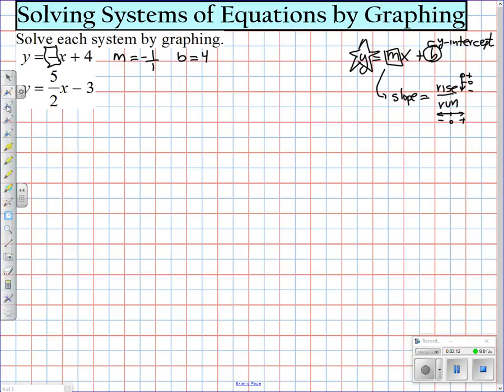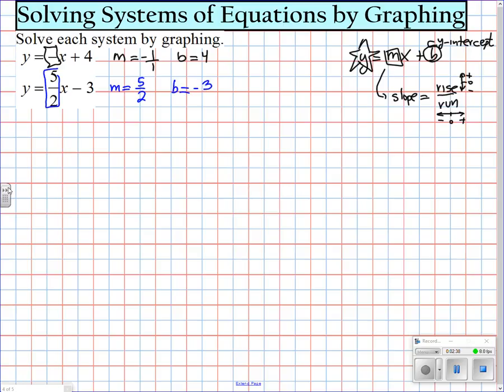Second equation, the y is all by itself, so this will be my m. My m would be 5/2. The rise is 5 and my run is +2. The b-value, that is the y-intercept, is -3. So I'm going to use this information to do the graph.